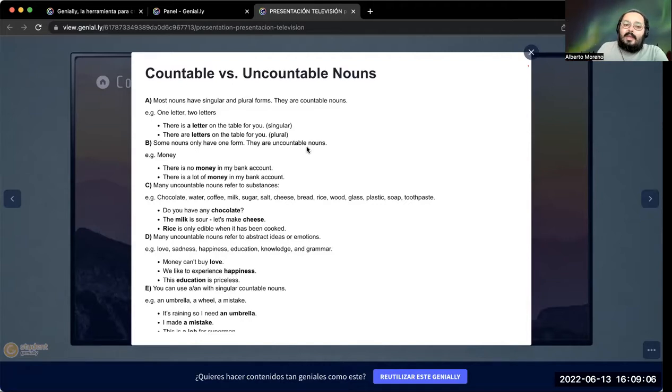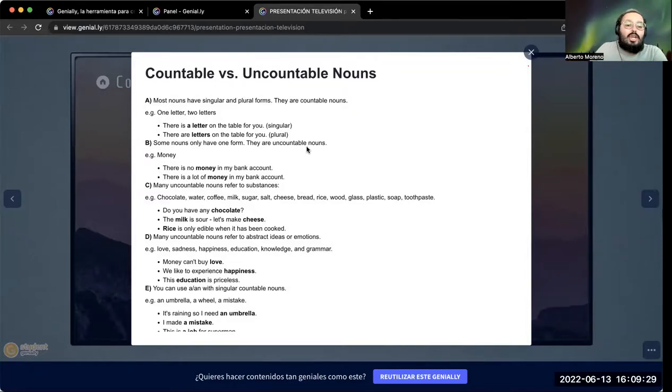Por ejemplo, there is a letter on the table for you. Hay una carta en la mesa para ti. O there are letters on the table for you. Hay cartas en la mesa para ti. Tenemos una en singular y una en plural. So, es un sustantivo contable porque tiene tanto singular como plural.